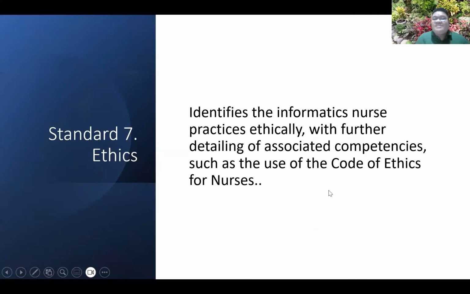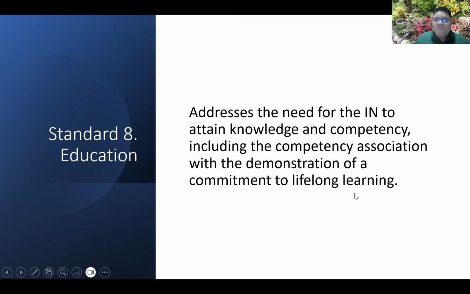And in standard 7, you identify the informatics nurse practices ethically. Okay, we're talking here about ethics, and it should combine with the use of the code of ethics for nurses. Okay? Di ba paulit-ulit na sinasabi ko na whatever you're doing with the technology, think of ethics. Privacy, confidentiality, beneficence, non-maleficence, justice, all of those ethical principles.